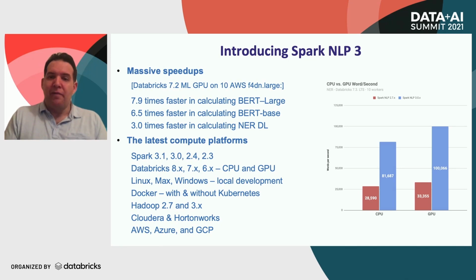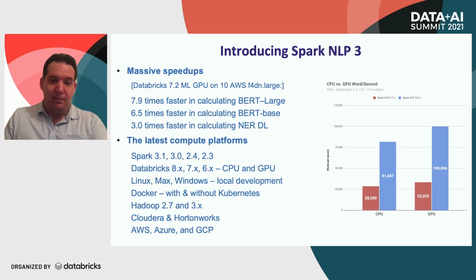A month ago, we introduced a new major version, which is Spark NLP 3. First of all, it now runs on Spark 3.0 and 3.1. We also maintain support for Spark 2.3 and 2.4 because there's a lot of enterprise use of the software in production. So we are committed to making sure that wherever people use Spark NLP in production, it's going to run and run well.